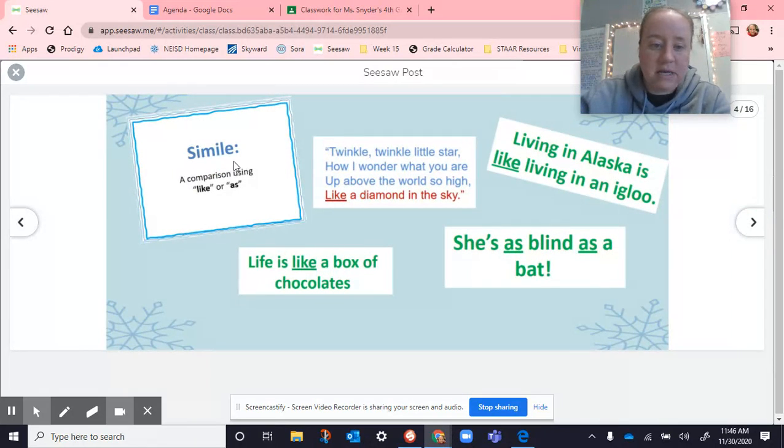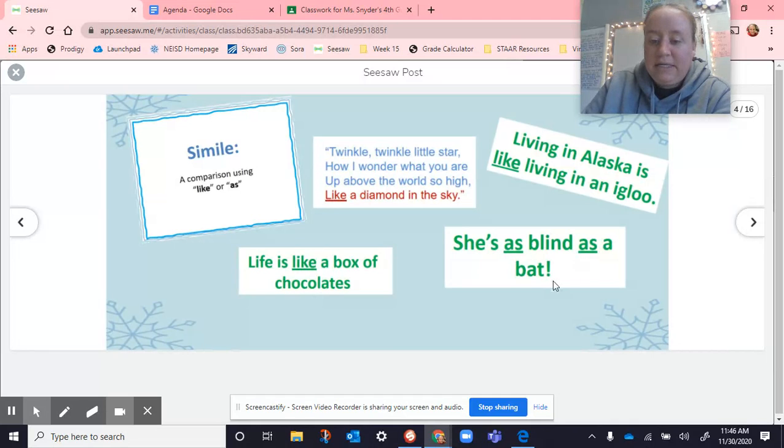All right, next, simile. A simile is a comparison, so you're comparing two or more things, and you're using the words like or as. So with Twinkle, Twinkle, Little Star, they're saying the star is like a diamond in the sky. So the star is being compared with a diamond, and it's using that word like. Life is like a box of chocolates. They're comparing life and chocolate.